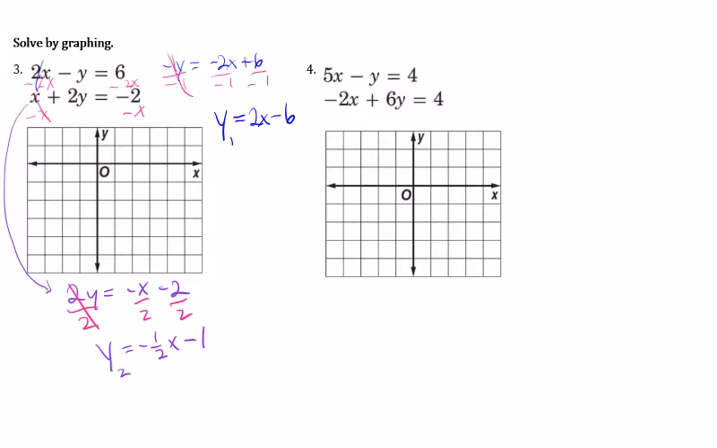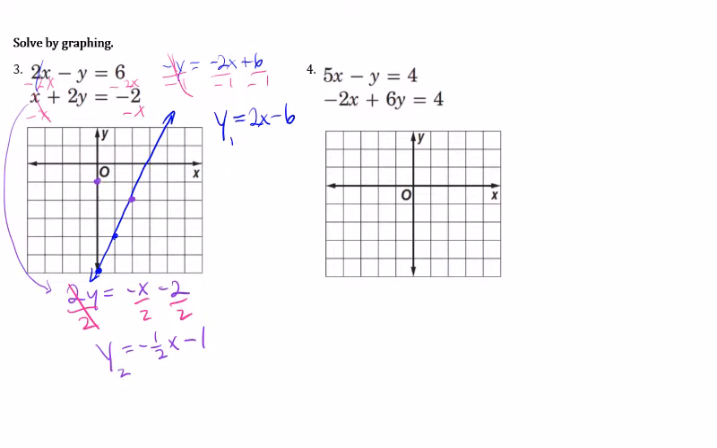So the first one, y-intercept of negative 6. So I'm going to go 1, 2, 3, 4, 5, 6. And slope of 2. So it's going to go up 2 over 1, right? So it'll be this line right here. All right, so that's y1 in blue. And then in purple, y2, we have a y-intercept of negative 1 right here, and a slope of negative 1/2. So it goes down 1 over 2. All right, and I think we just found our solution there.